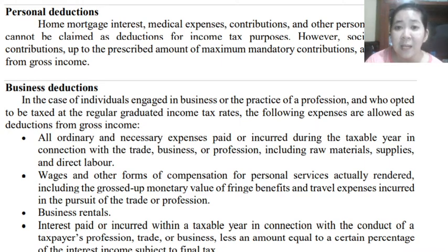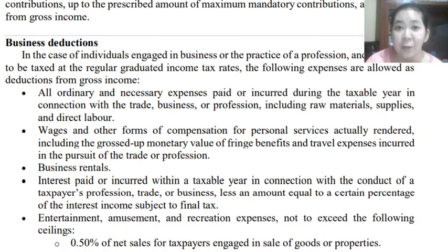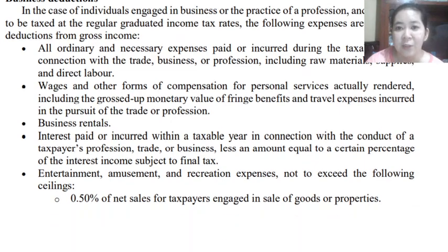So we have here the list of expenses that are allowed as deductions from their gross income. First, all ordinary and necessary expenses that they pay or incur during the taxable year in connection with their business, this is what I have mentioned earlier, or related to the practice of their profession, which may include raw material, supplies, and direct labor costs. So this can be allowed as deductions.